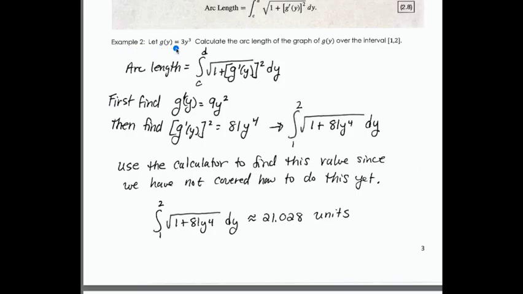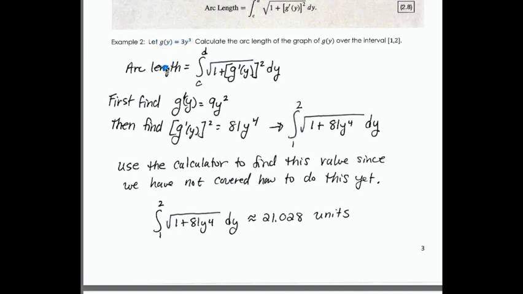It says let g of y be equal to 3y to the third. We're going to calculate the arc length of the graph of g of y over the interval from 1 to 2. Now I want to point out that this was given to you in terms of y already.